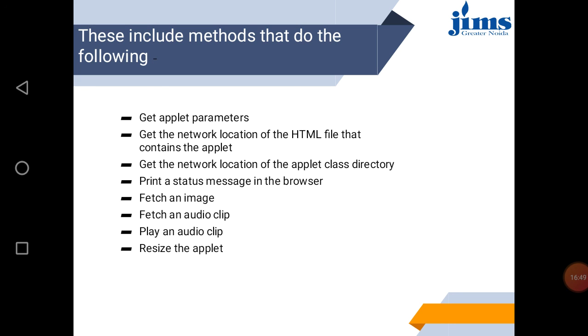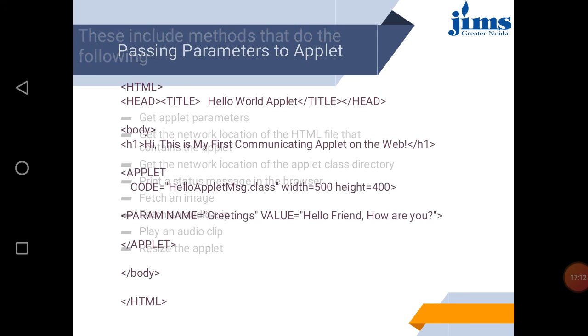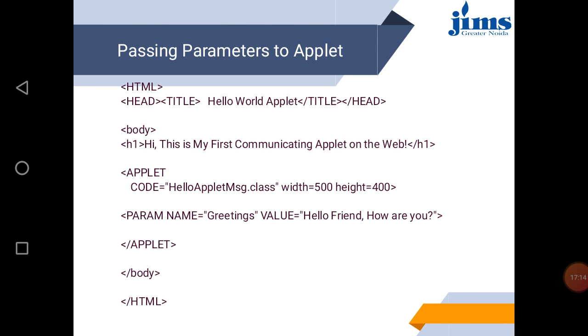And we can receive any parameter, we can contact any HTML, we can get the network location of an applet class directory, we can print a status message in the browser, we can fetch an image, fetch an audio clip, play an audio clip, and resize the applet. So passing a parameter to an applet is also possible.